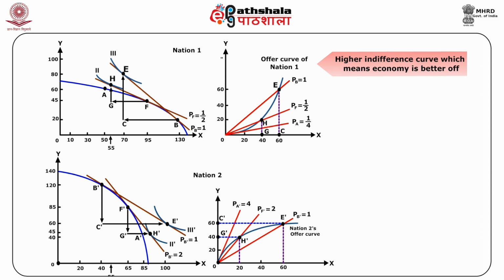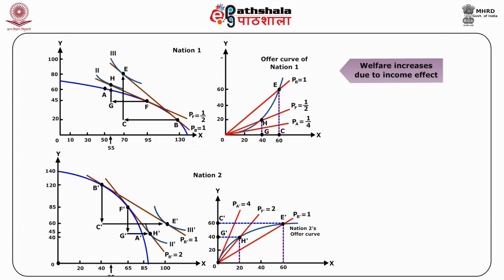The economy moves to a higher indifference curve, which means economy is better off. This implies that economy can afford to import more of its commodity for a given volume of its export. The change in relative prices of the export commodity to import commodity also leads to a movement along the indifference curve towards more of import commodity and less of export commodity as export commodity has become relatively expensive. These two effects result in an improvement in welfare. Welfare increases due to income effect.